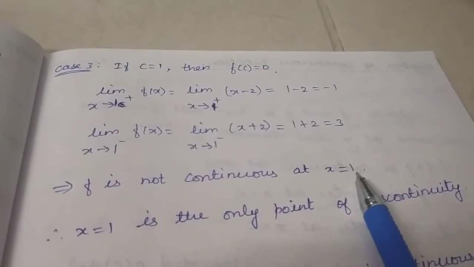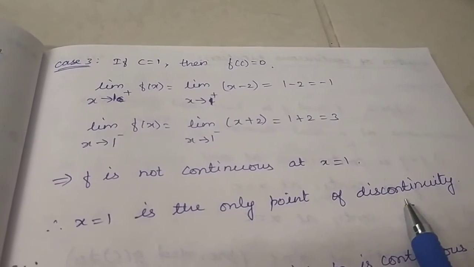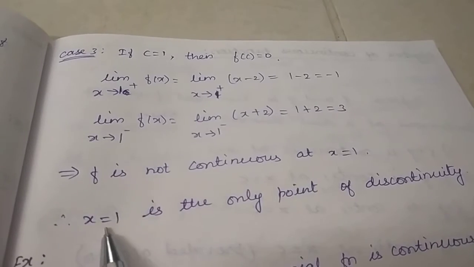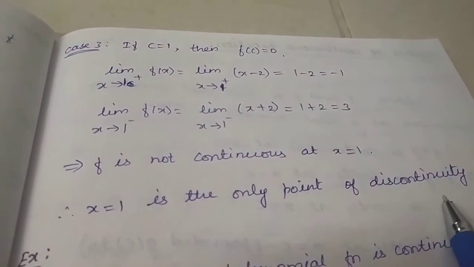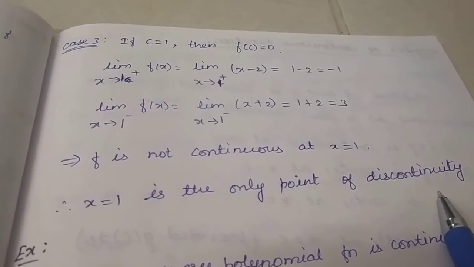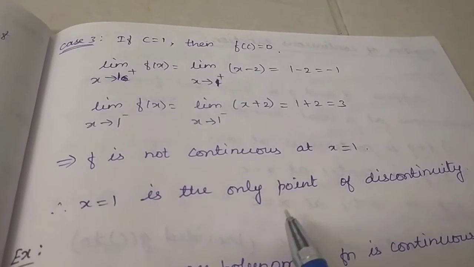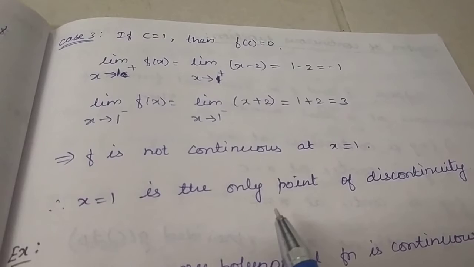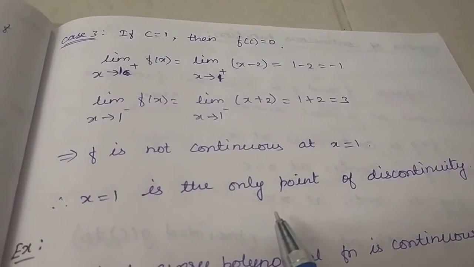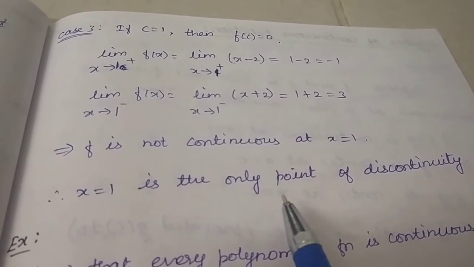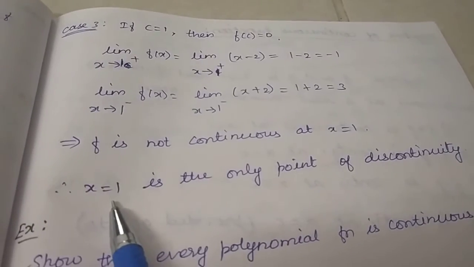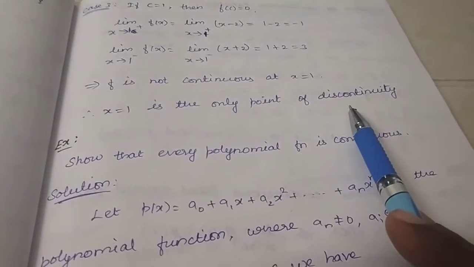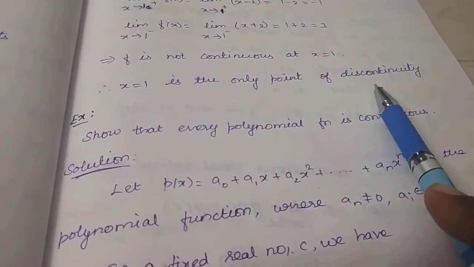If it is not continuous, we can say it is the point of discontinuity. Only at this particular point it is the point of discontinuity. But we had proved if that x value is greater than 1, it is continuous. Similarly, if it is less than 1, again we had proved it is continuous. At this particular point only we can say it is not continuous. So it is the point of discontinuity.